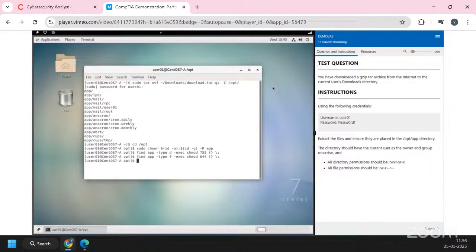But since, as I was saying, we will have a lot of hands-on, using that you guys will be able to get the idea. You will be able to understand how we will be able to clear all these performance-based questions over there, right?